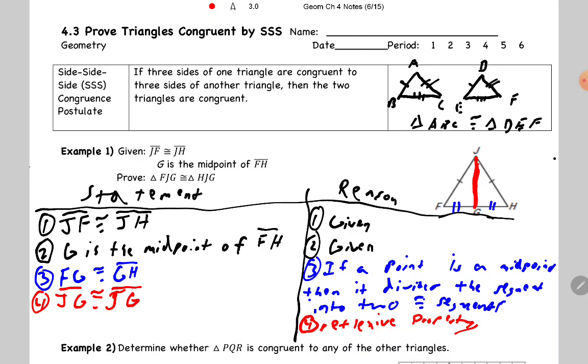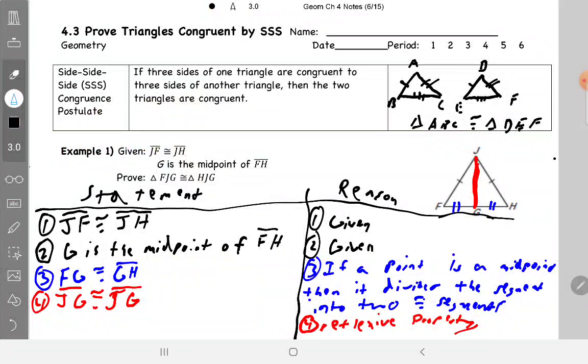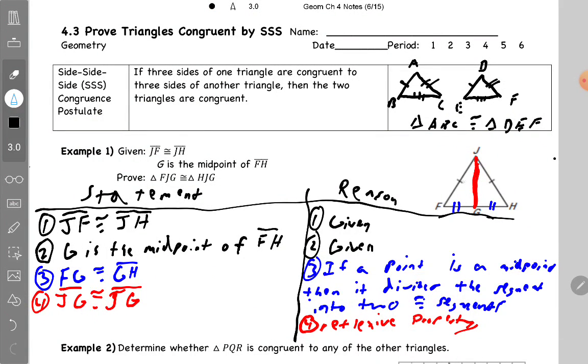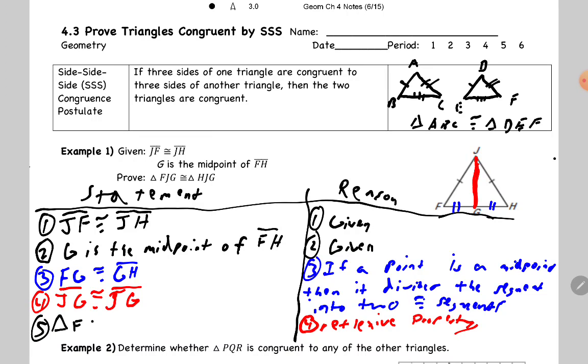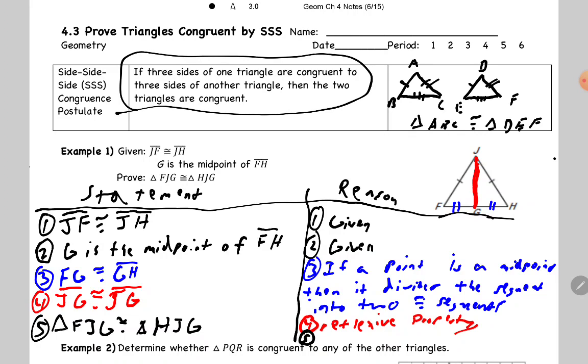Okay. Now, do I have enough to show that these two triangles are congruent? I got one side, two sides. So I got the black side, the blue side, and the red side. So that's all three sides. So that means triangle FJG is congruent to triangle HJG. And luckily enough, you do not have to write this entire thing for your proof. Okay, you can just write S, S, S.